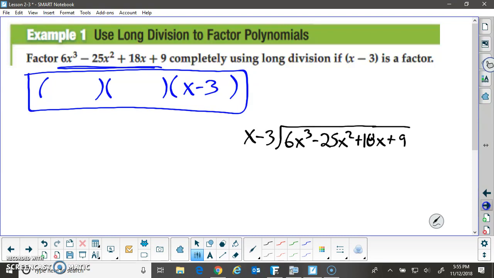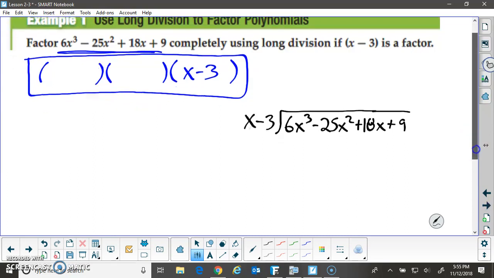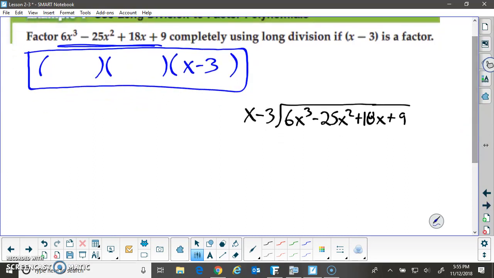Now, because x minus 3 is a factor, I should get 0 for my remainder. It should divide out evenly. So I'd start out by saying what do I have to multiply x by to get 6x to the third? And that's 6x squared. If I put that up on the top, multiply that by the divisor, I get 6x to the third minus 18x squared. Now I have to subtract. And when I subtract, you can see that the 6x to the thirds cancel out. We end up getting negative 25, and then this becomes plus 18, so we get a negative 7x squared for a result when we subtract.